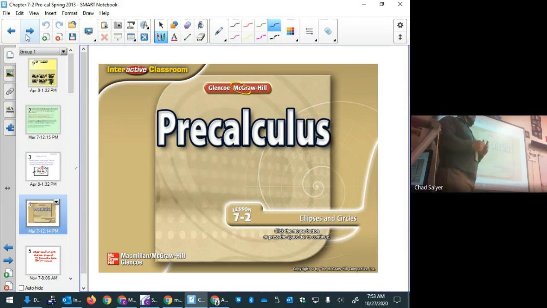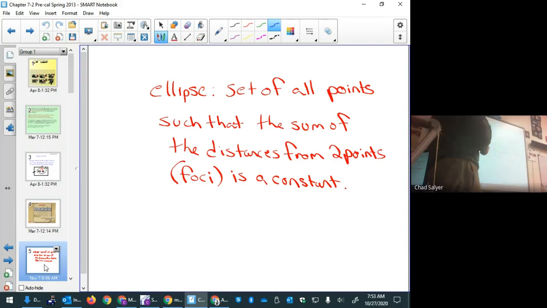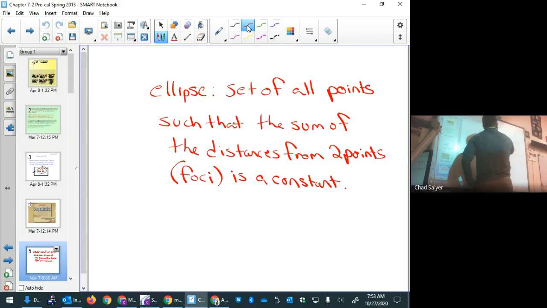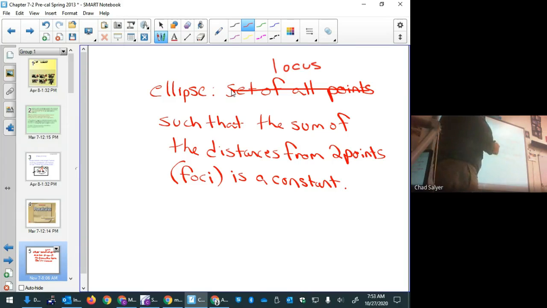So ellipses and circles, which isn't a circle really a special case of an ellipse, is what I've always said. It's just a case where the focal length is the same as the vertices. All right, so what is an ellipse? A set of all points, which we're going to call from now on the locus, to help you understand. The locus such that the sum of the distances from 2 points, which are the foci, is a constant. So that if I took the distance from those 2 points, it would always be the same value if I added it together. Call that an ellipse.